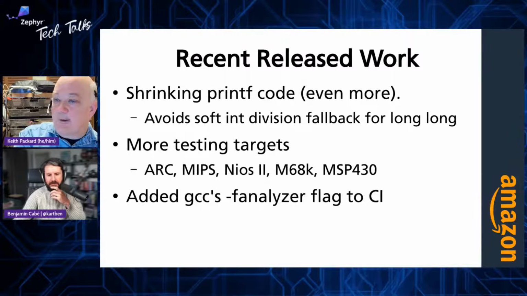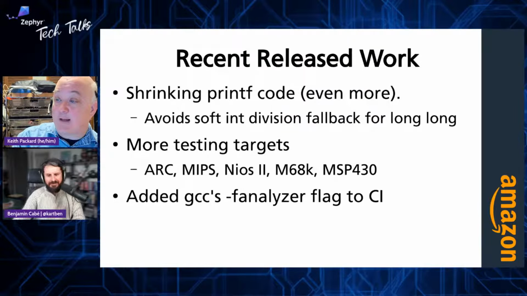I'm going to talk about some of the recent work that I did in Picolibc. One of the things that I worked on for 1.8.5 was shrinking the printf code even more. One of the changes in 1.8.5 was to support the printf of 64-bit integers on 32-bit targets. The naive way of doing the 64-bit integer to decimal conversion is to use a division and a modulus operation. Well, for a host with only 32-bit ints, you have to fall back to the software int division code, which is huge. It's about 800 bytes.